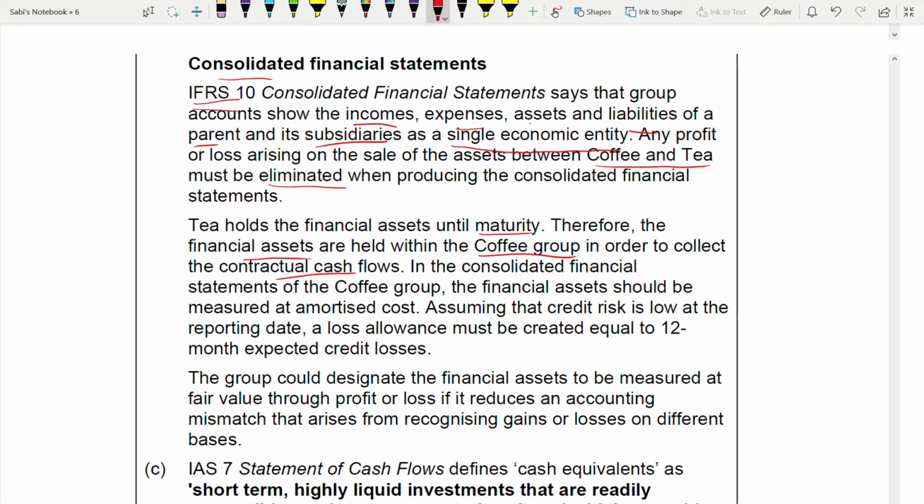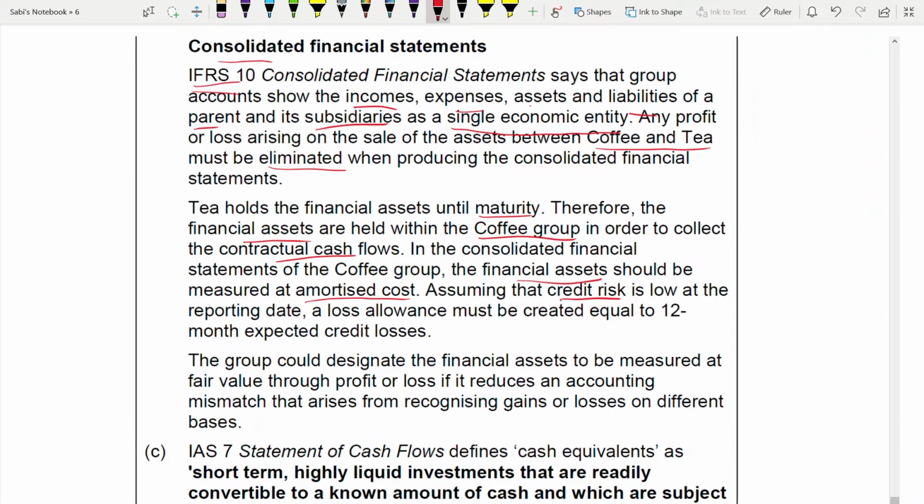So in the consolidated financial statement, this financial asset should be measured at amortized cost because the subsidiary is holding it. They are receiving it till the maturity date, the Coffee group. So amortized cost. Now, you have to talk about the credit risk also, whether it's going to be high or low, because you have talked about investment in debt. This credit risk all comes for investment in debt. It will not come for investment in equity or anything, right? If there is any credit risk, that means maybe your customer will not be able to pay you the amount of the loan back or the interest. So assuming that the credit risk is low at the reporting date, a loss allowance must be created equal to 12-month expected credit losses. Okay.